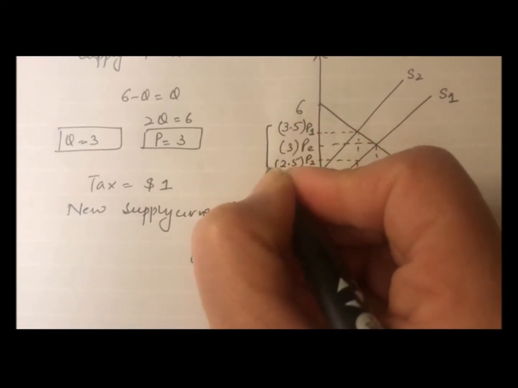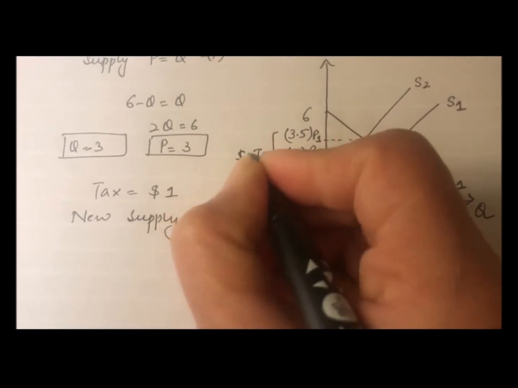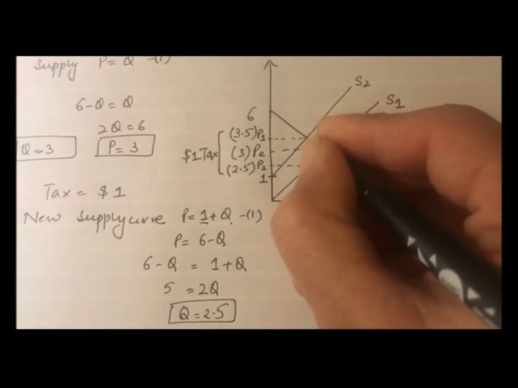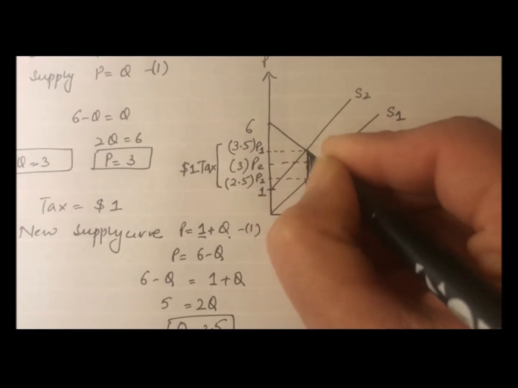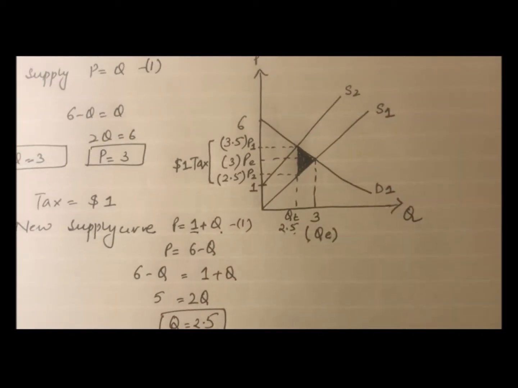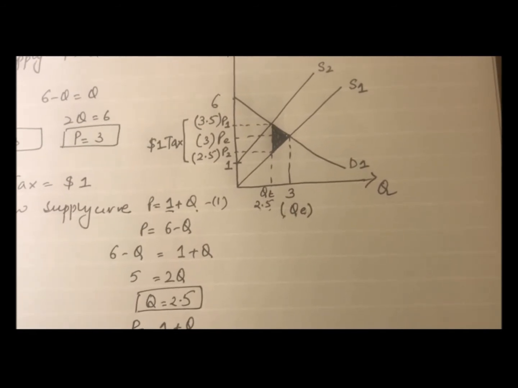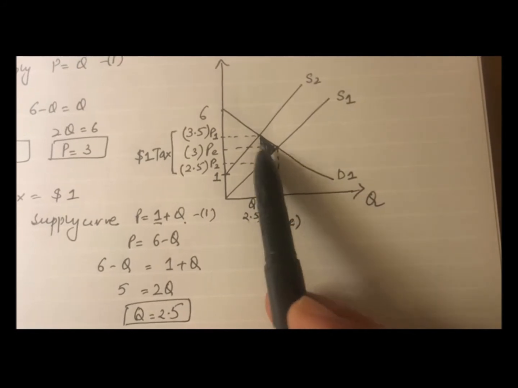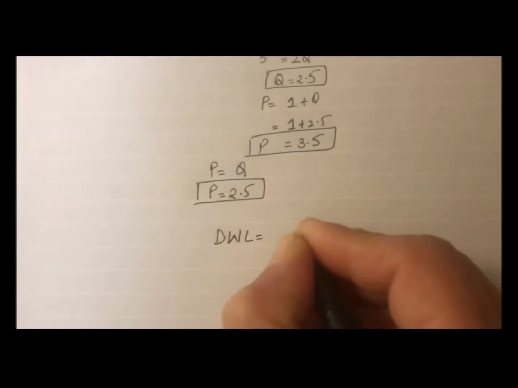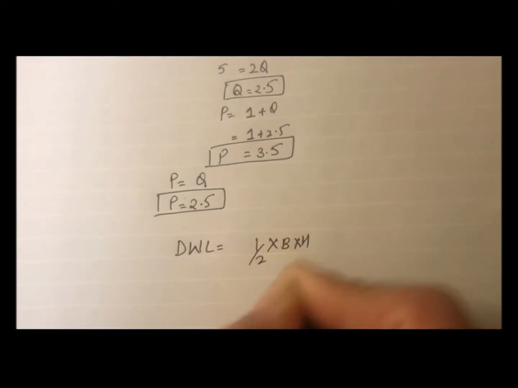So this gap is our tax, which is $1, right? Now we got this triangle, which is the deadweight loss. So our shaded triangle is the deadweight loss. Now in our question we have to find the value of the deadweight loss, which is the area of this triangle. To calculate the area of this triangle, we have the formula: deadweight loss equals half into base into height.